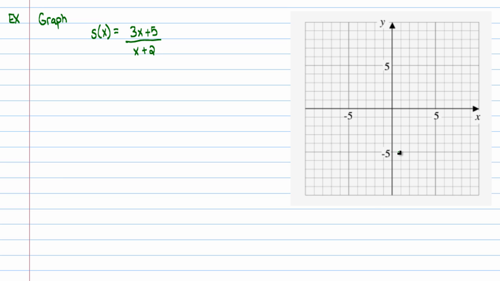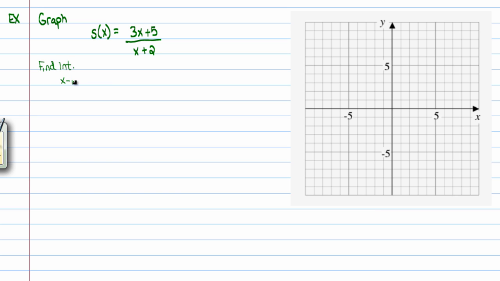And this time, you notice that there's a little bit more of some junk on top of this. 3x plus 5 is in the numerator. I'm still going to tackle this the same way. I'm going to find the intercepts. So I'll start by saying that. Find intercepts.